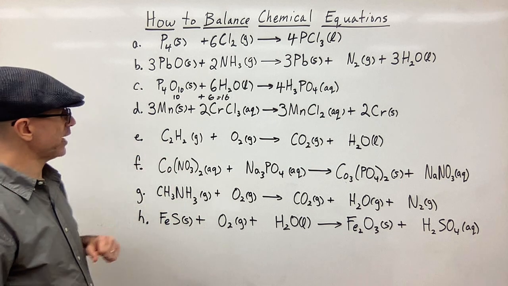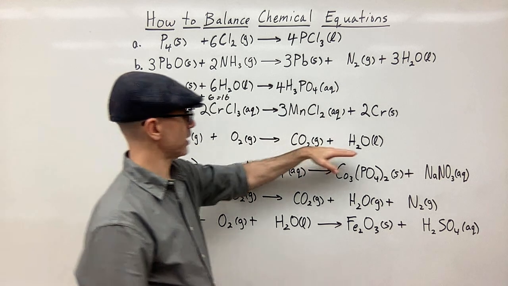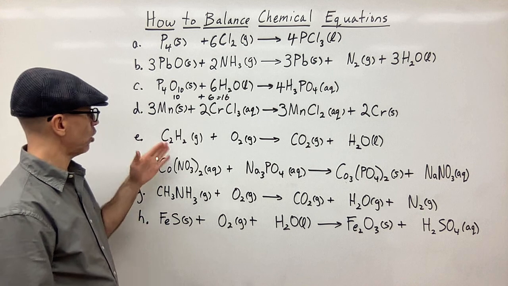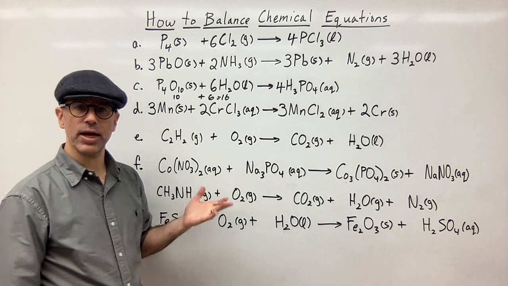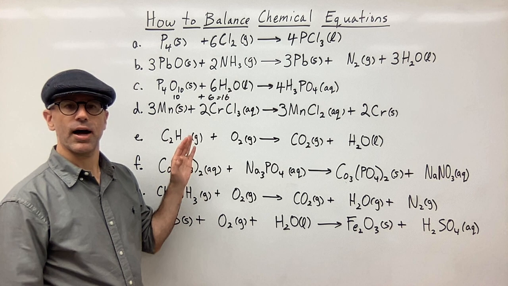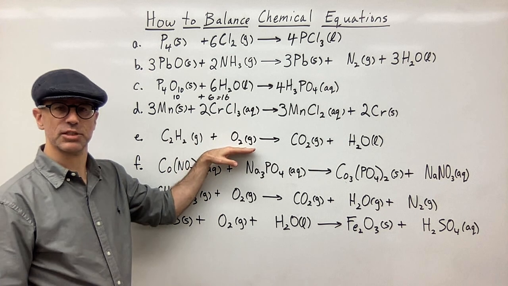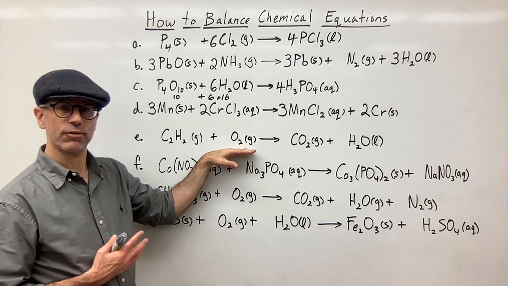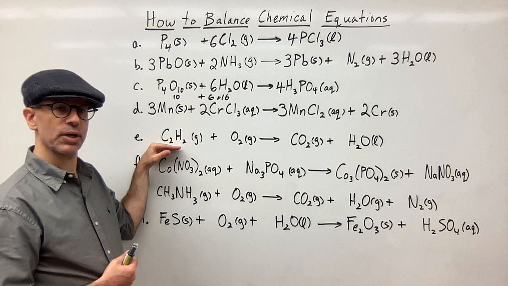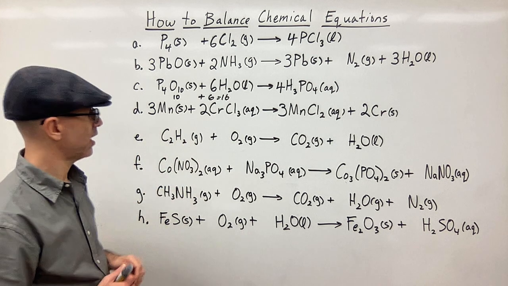Here we have a combustion reaction. So here we have acetylene reacting with oxygen to form carbon dioxide and water, a typical combustion reaction with a hydrocarbon. So again, we'll balance metals, but we don't have any metals. So here we're going to balance all the non-metals except for oxygen, because notice that oxygen is by itself. So I'm going to leave that for last, and I'm going to balance the carbon before the hydrogen. So carbon first, then hydrogen, then oxygen.